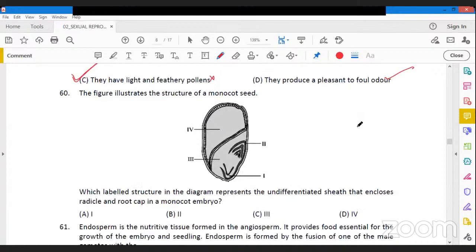The given figure illustrates the structure of a monocot seed. Which labeled structure in the diagram represents the undifferentiated sheath that encloses the radicle and the root cap in the monocot embryo? So what is the undifferentiated sheath? That is coleorhiza.